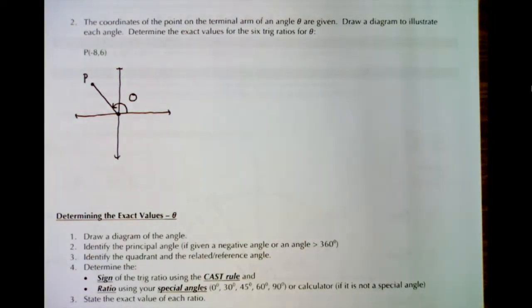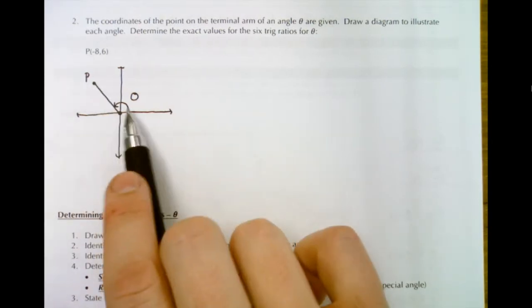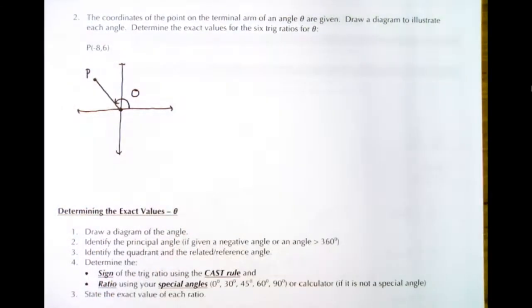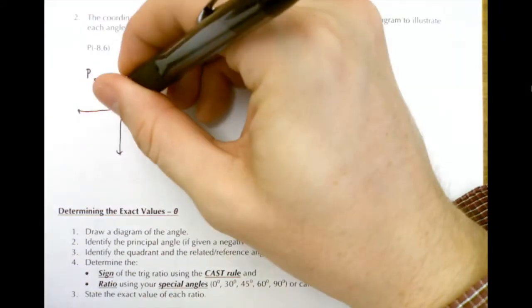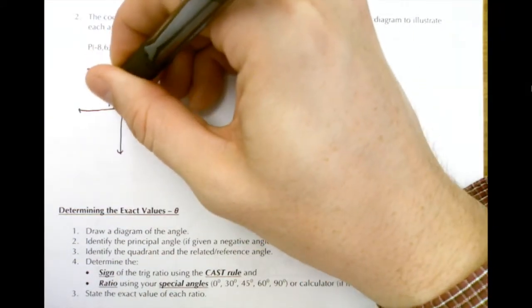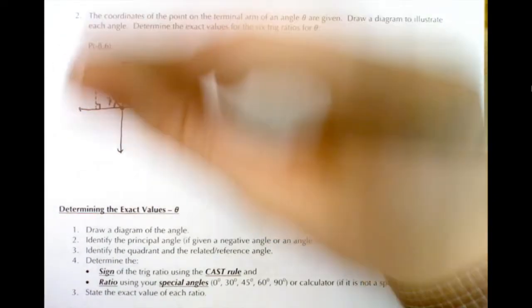And there's our terminal arm. The coordinates of the point is on the terminal arm. So that point is on the terminal arm of an angle from standard position. There's my theta. The related acute angle would be the little angle inside. And if I drop my vertical down, I've got a nice right angle triangle.